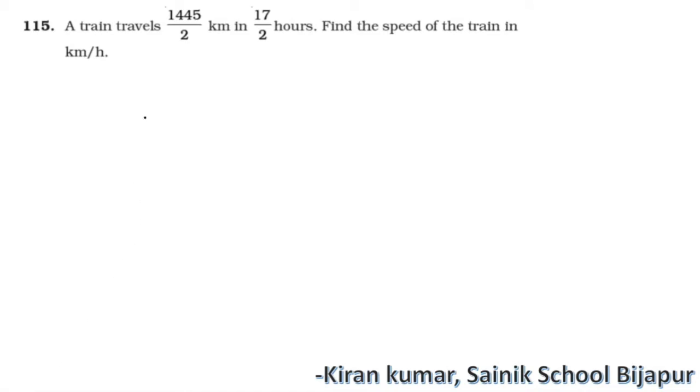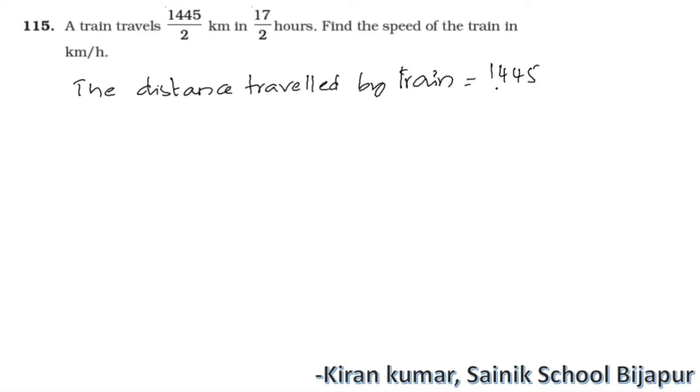Question is, a train travels 1445 upon 2 km in 17 by 2 hours. Find the speed of the train in kilometer per hour. Here they have given the distance traveled by train. The distance traveled by train is given as 1445 upon 2 kilometers, and they have given the time taken by train.